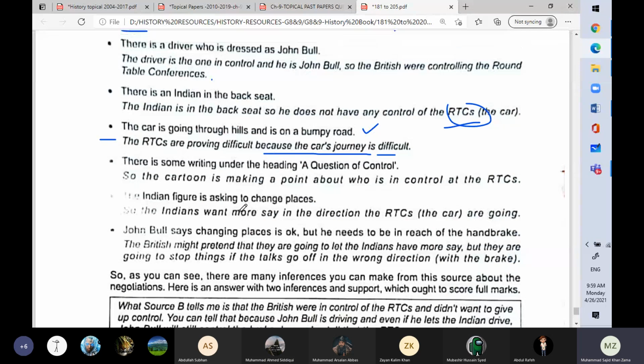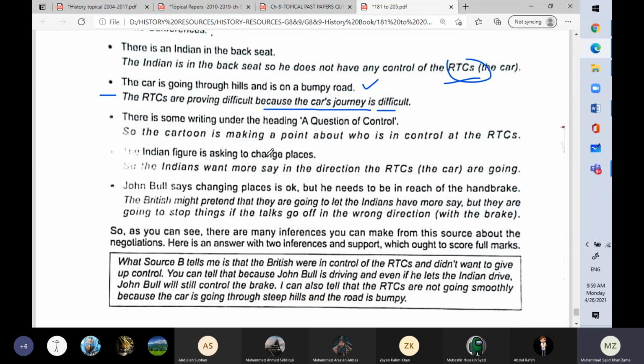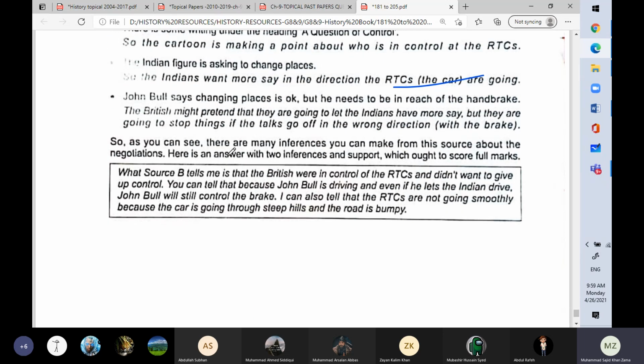Okay. There is something written under the heading "A Question of Control", so the cartoon is making a point about who is controlling the RTCs. The Indian figure is asking to change places. So the Indians wanted more say in the direction of the RTC, where the car is going.